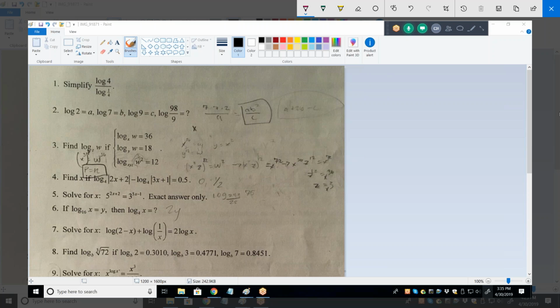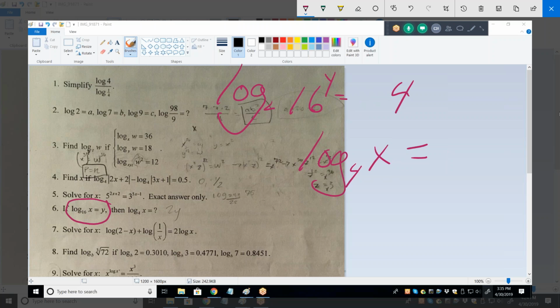All right, let's look at this one. So 16 to the y equals x for this part. Then the log base 4 of x equals what? Well, I can take the log base 4 of both sides of the top equation. You can always do that. In other words, I can always take the log base anything of both sides. And I meant to write that as x, right?